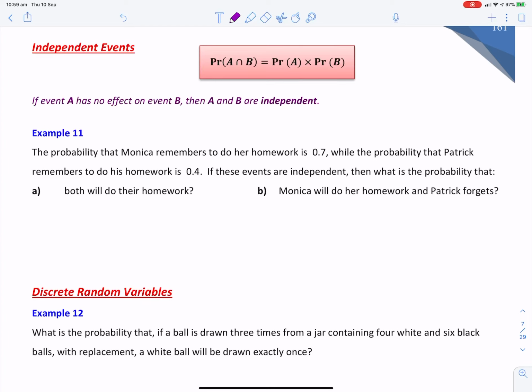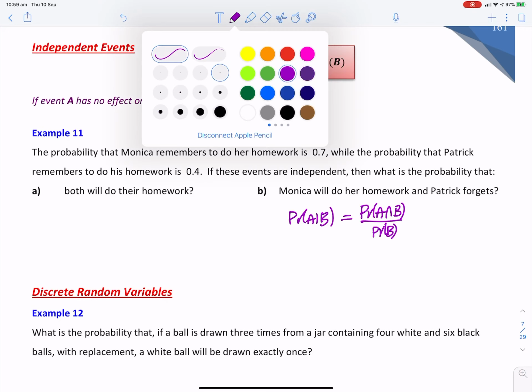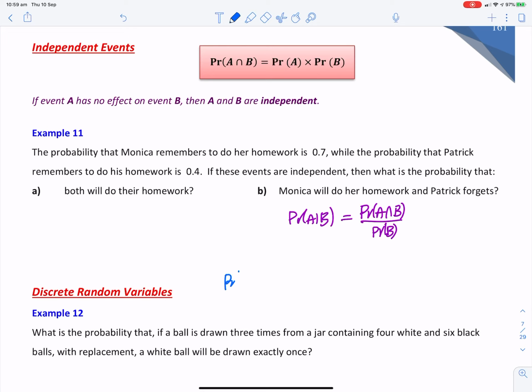Hey guys, in this video we're going to look at the concept of independent events and whether one probability affects another. In the last video we learnt the probability of A given B is the probability of A intersects B over the probability of B. We also learnt that the probability of A given B is equal to the probability of A if they're independent.